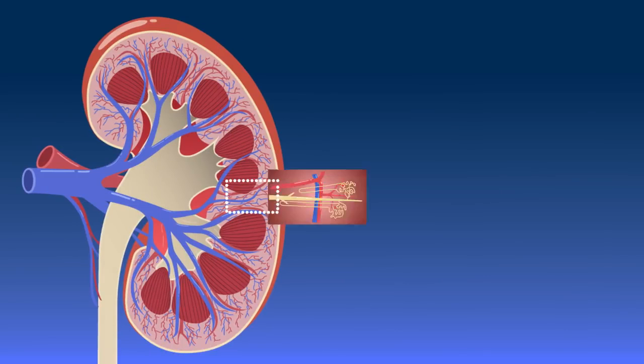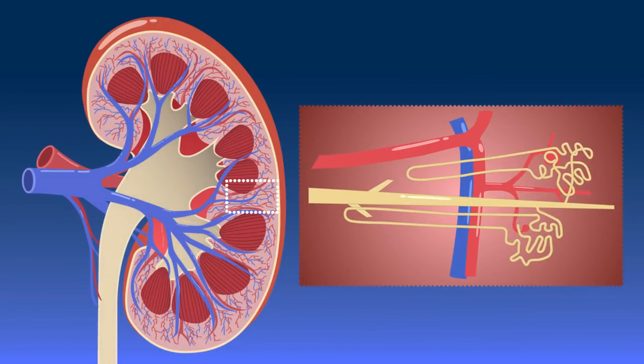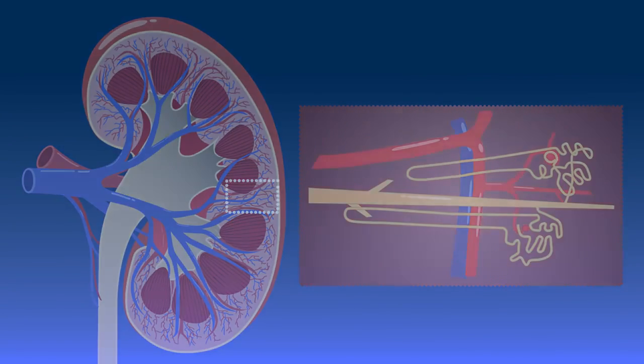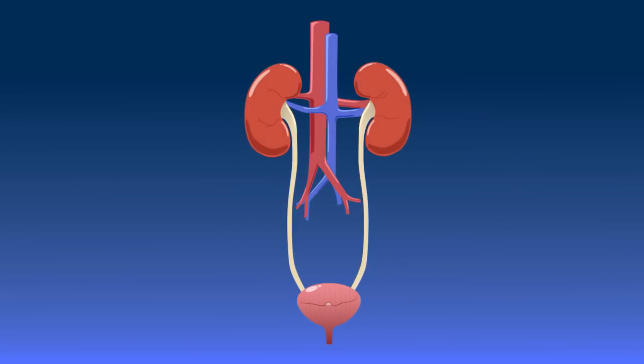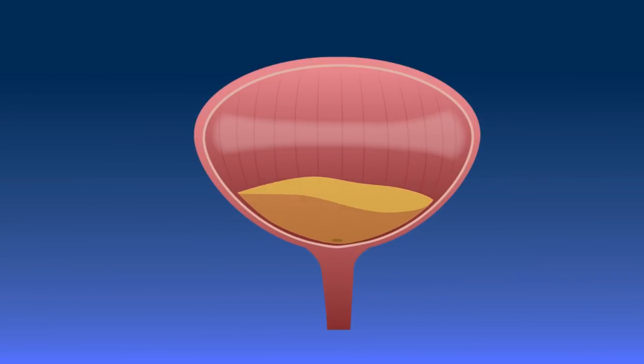The blood goes into the kidneys via the renal arteries. It is then filtered into 1 million small filtering units called nephrons. Waste is then removed and flows down the ureters to the urinary bladder. The clean blood then leaves the kidneys via the renal veins and can return to the body. The liquid that collects in the bladder is called the urine.